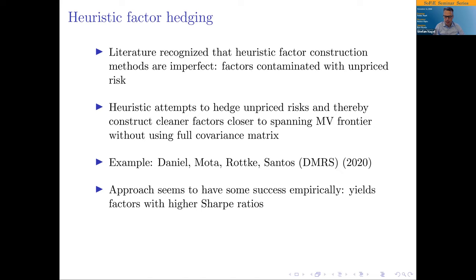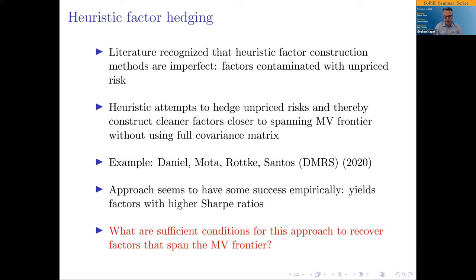At least empirically, these approaches seem to have some success. They manage to produce factors that have higher Sharpe ratios or are closer to the mean variance frontier. But what we actually don't know is, what are the conditions under which these approaches actually work? And so this is the second question that we want to ask: what are the sufficient conditions for these kinds of hedging approaches to actually deliver factors that span the mean variance frontier?